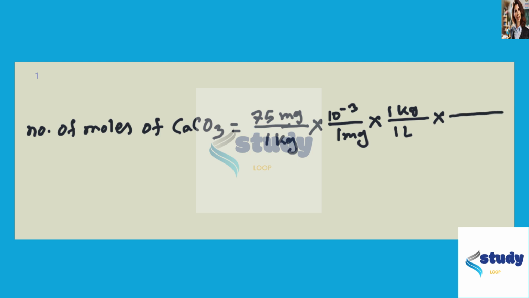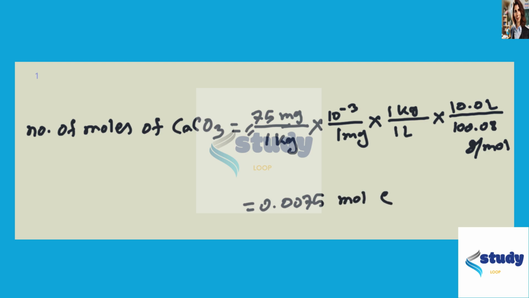So this will be 10-liter, and we have to divide this. Since we are trying to find out the number of moles, we have to divide the mass by the molar mass, which is 100.08 gram per mole. And the result will give us 0.0075 mole calcium carbonate in 75 ppm calcium carbonate.